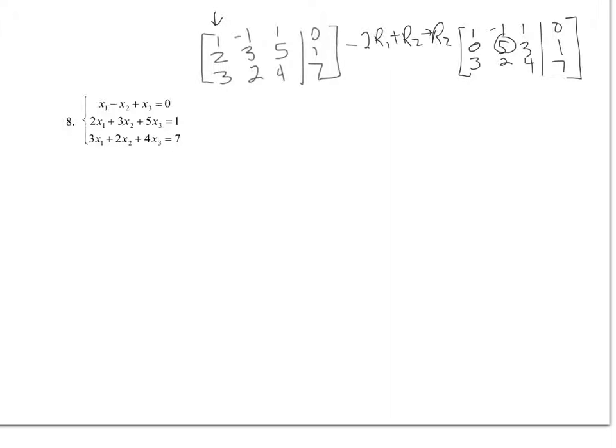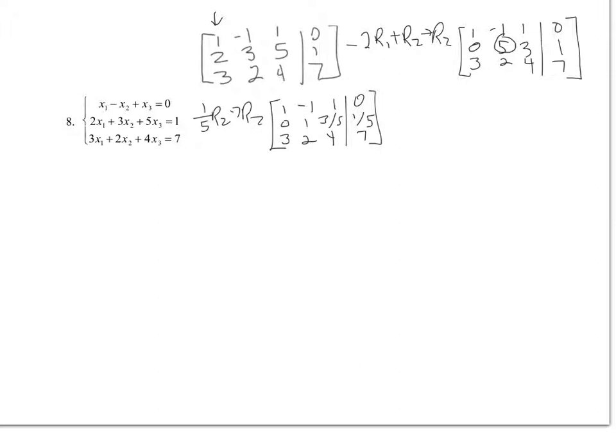Alright, I would like to have this element right here, that 5, turn into a 1. To make that happen, I'm going to multiply 1/5 times that row 2 to get a new row 2. Alright, top row is still 1, -1, 1, 0. My second row, when I multiply by 1/5, will turn into 0, +1. Now 1/5 times 3 is a fraction, it's 3/5. And then 1/5 times 1 is 1/5. And my bottom row is still 3, 2, 4, 7.